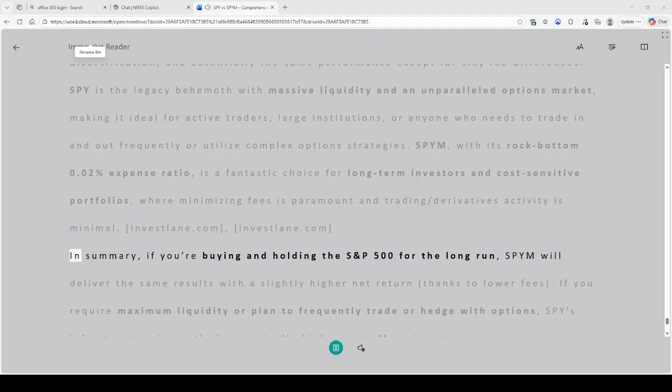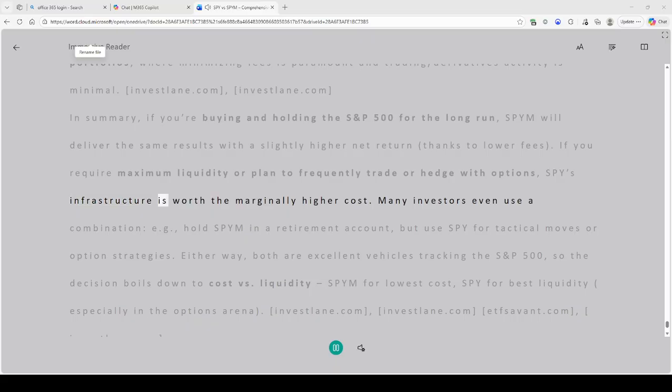In summary, if you're buying and holding the S&P 500 for the long run, SPYM will deliver the same results with a slightly higher net return, thanks to lower fees. If you require maximum liquidity or plan to frequently trade or hedge with options, SPY's infrastructure is worth the marginally higher cost.